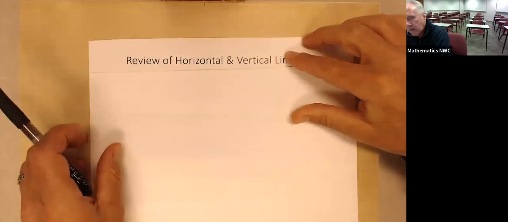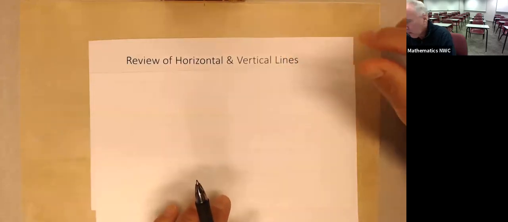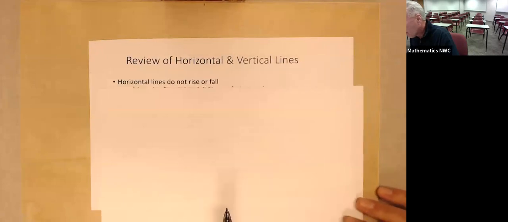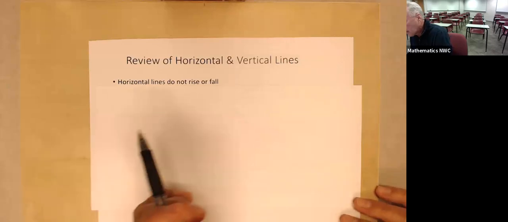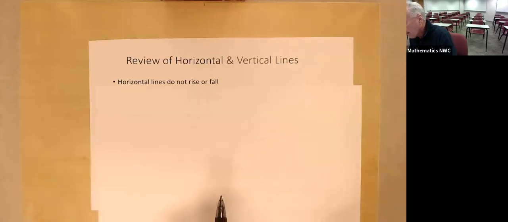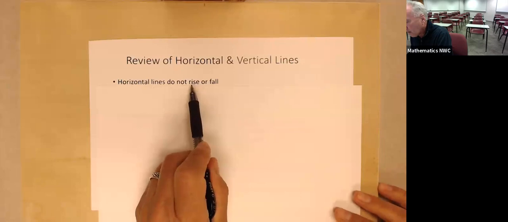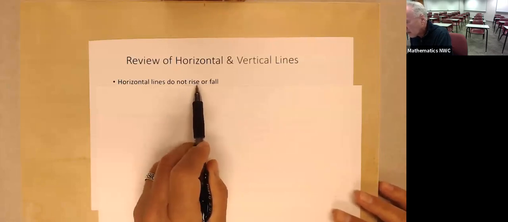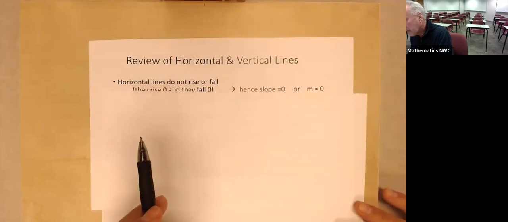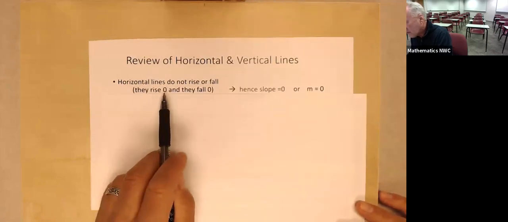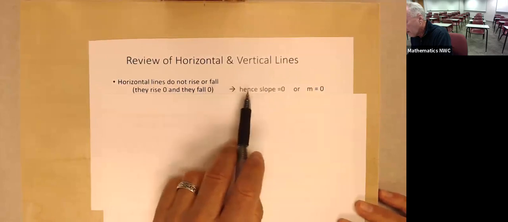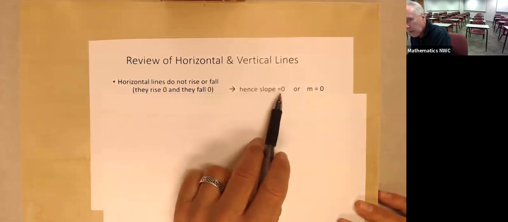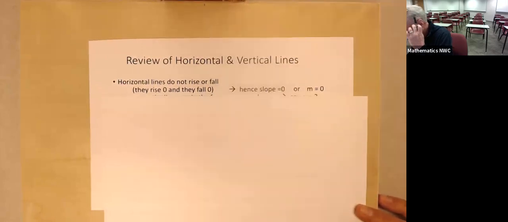We'd like now to take another look at horizontal and vertical lines. We've done some work with that. A horizontal line, obviously one that goes straight across from left to right, it does not rise or fall. It does not go up 2 over 1 or down 3 over 2. It goes up or down 0 every time. We say they rise 0 and they fall 0, which means their slope had to be 0 or m was 0.